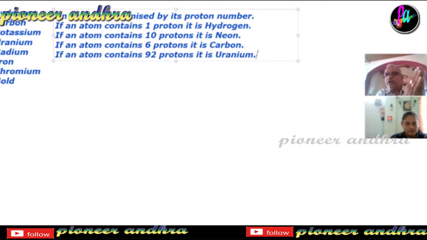An atom with one proton is always hydrogen only. An atom with two protons is helium, but not hydrogen. You cannot say an atom with one proton is helium. Either way you cannot say.